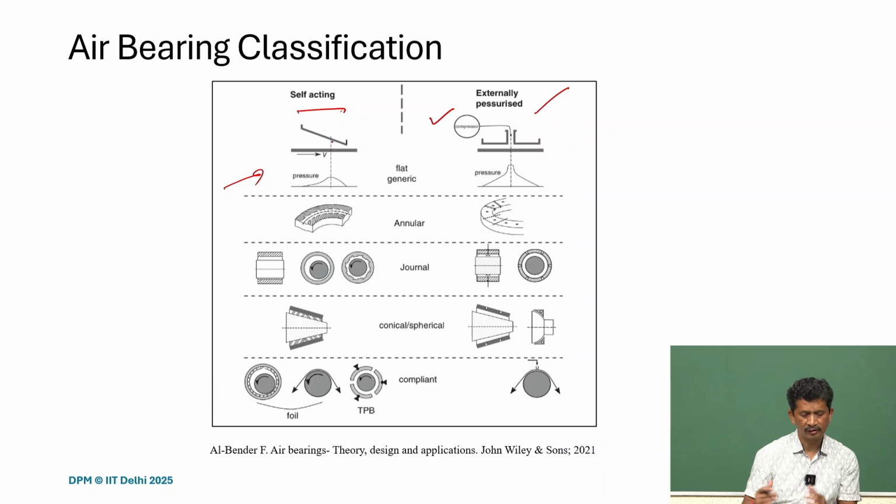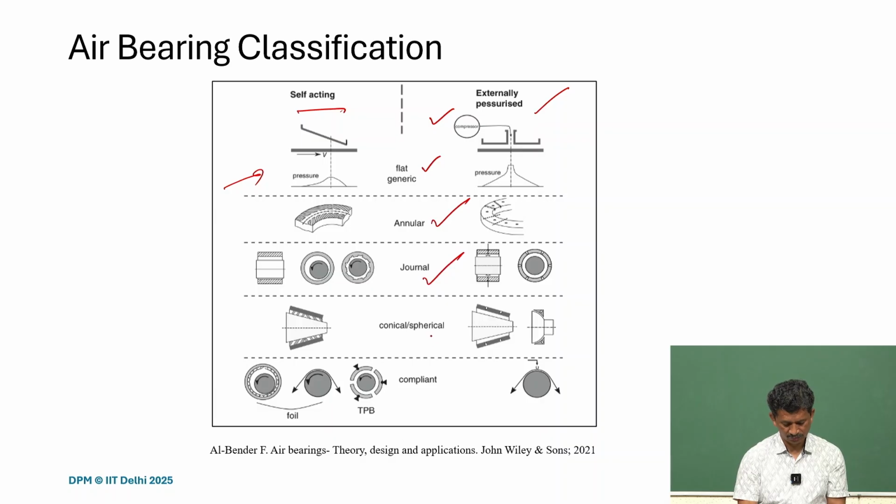And it's tilted. Because of the movement, pressure is also created and we can support the load. So flat, it can be annular, journal, even conical and spherical, and even compliant. So we can classify them, and depending on the application it can be redesigned and we can get different configurations.